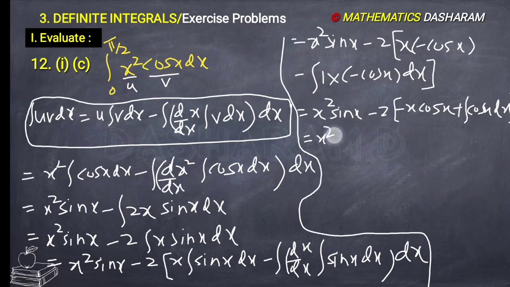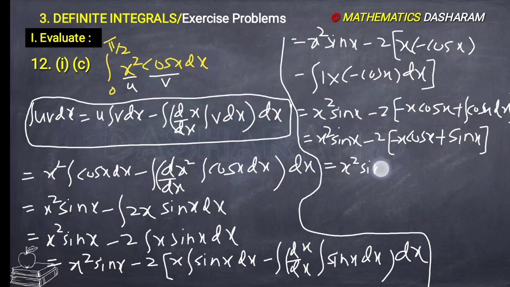Now it is equal to x square sin x minus 2 bracket of minus x cos x and integration of cos x is sin x. So it is equal to x square sin x, now minus 2 multiplied inside, minus into minus plus 2x cos x and minus 2 sin x. So now write the limits as it is, 0 to pi by 2.